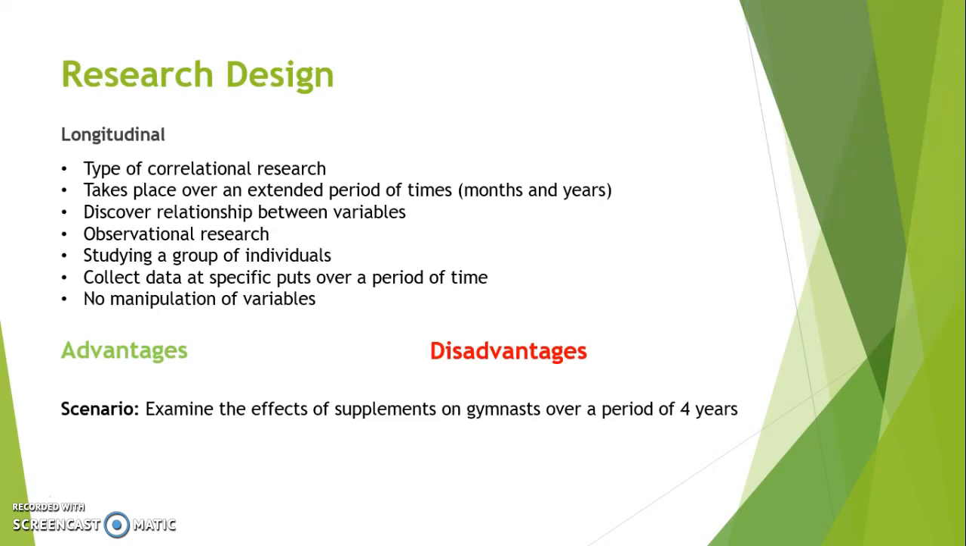Moving on to longitudinal research. This type of research is correlational, and it is taken over a long period of time. I said months, it's more years, and this can be years and years. It can be a very long period of time. It discovers relationships between variables, but it's an observational research, so it's going to be someone observing a group of people over a long period of time. As I said, the studies are carried out in a group of people.